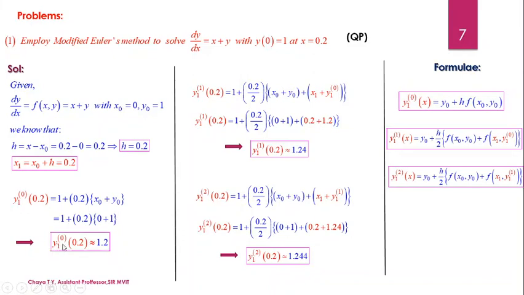Now observe the modification. See here, in the 0th stage, or with the zeroth modification, the value of y is 1.2. When I obtain the first modification, the value of y is 1.24, and with the second modification, we have improved the value to 1.244. That's why we need to obtain these modifications for the given problem. Okay. So this is the first problem.